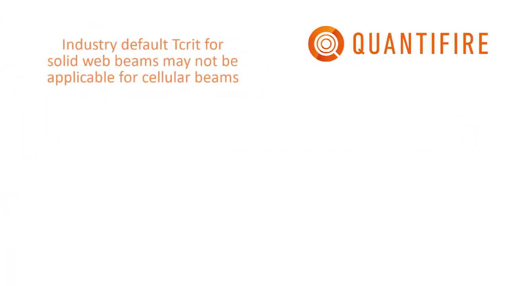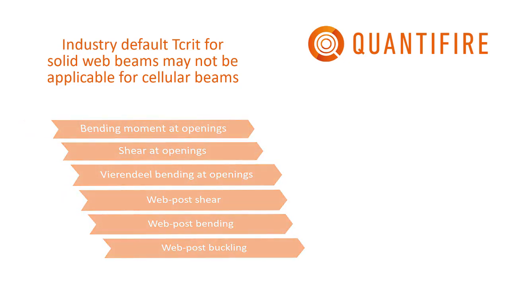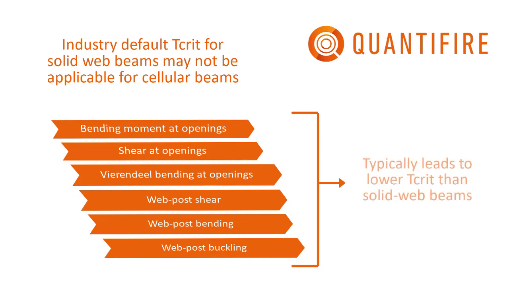Users should also be aware that industry default temperatures for solid web beams are not appropriate for cellular beams. The introduction of an opening in the web requires additional structural failure modes to be checked when the beam is subject to an applied load. The result is typically a comparatively lower temperature.